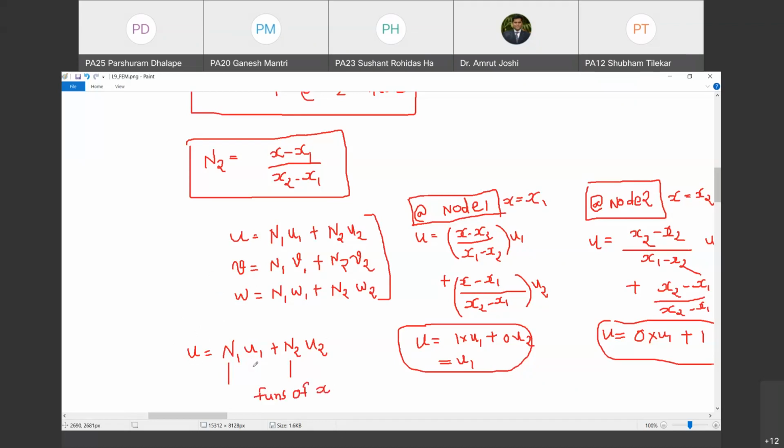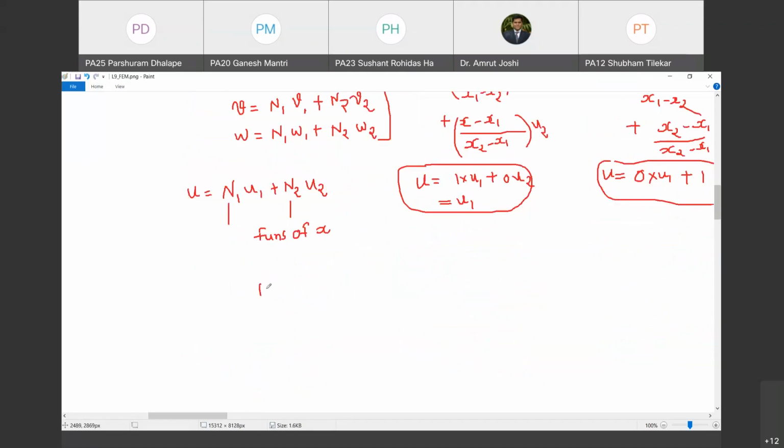Functions of x. So in making u a function of x, the onus is on n1 and n2. To be precise, in u of x within the element, this x is not multiplication with u, x is the argument. u as a function of x is given as n1 u1 plus n2 u2, where n1 and n2 are functions of x, whereas u1 and u2 are constants. These are nodal displacements. Are you with me? Please type your response in the chat box if you understood this.